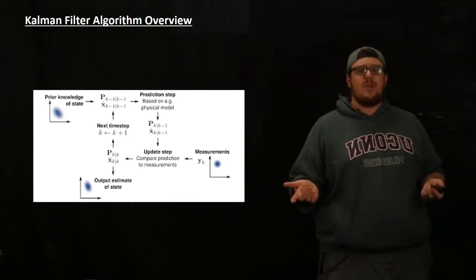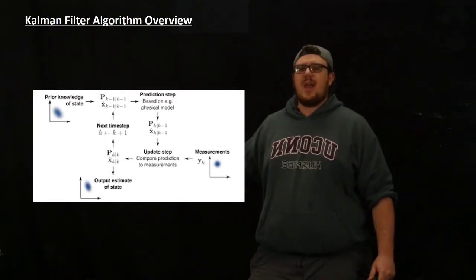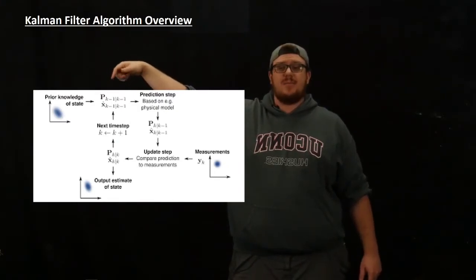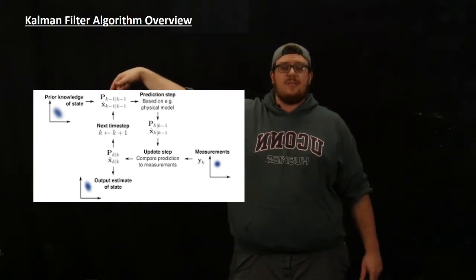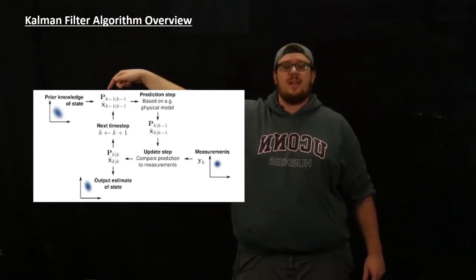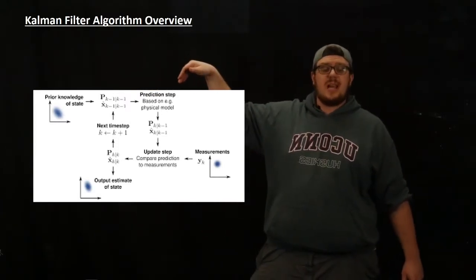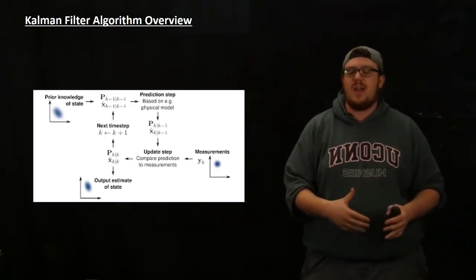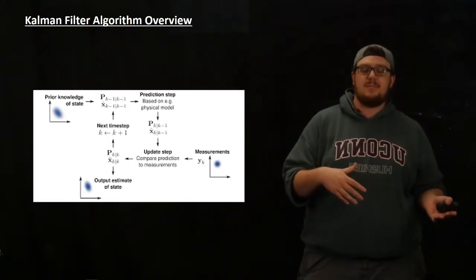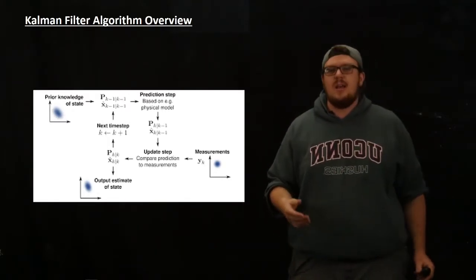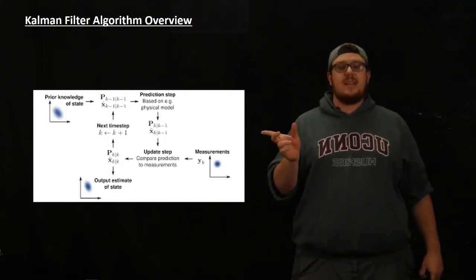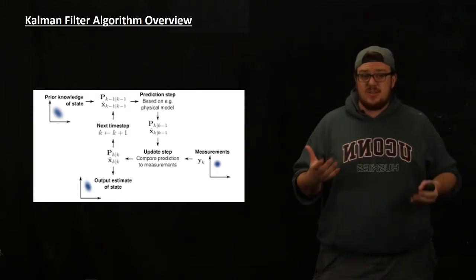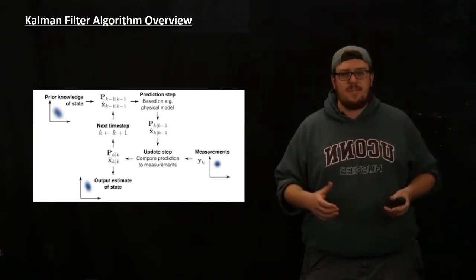So here's an overview of what the algorithm is doing. Basically what we have is we have prior knowledge of the state here as our estimate. So we have a previous estimate for a previous time and a covariance associated with that. We do a prediction step based on our physical model. We have a model that says how this state should evolve. If we have the previous time step, we should be able to get the next time step if there was no noise. And what we do is we use that to predict the next state given the previous state, and we obviously have an associated covariance with that because it is random.